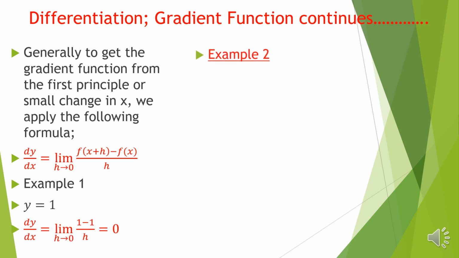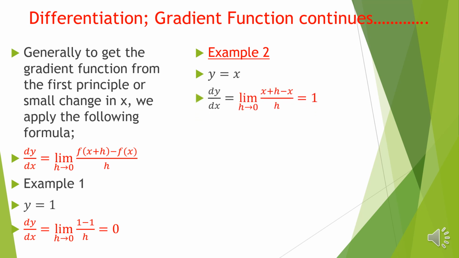Now, example 2: we have a function y equals x. So here, the function given is y equals x. Recalling the formula and substituting, we have x plus a small change minus x, the function, divided by h. The x and x will cancel, and we remain with h over h, which equals 1. So if you differentiate the function x, you get 1.